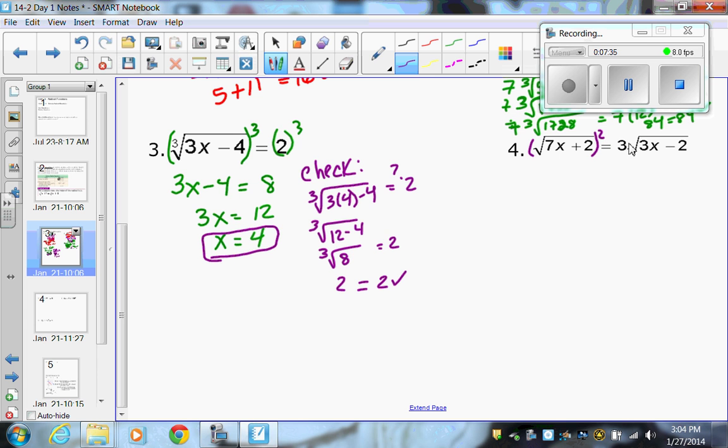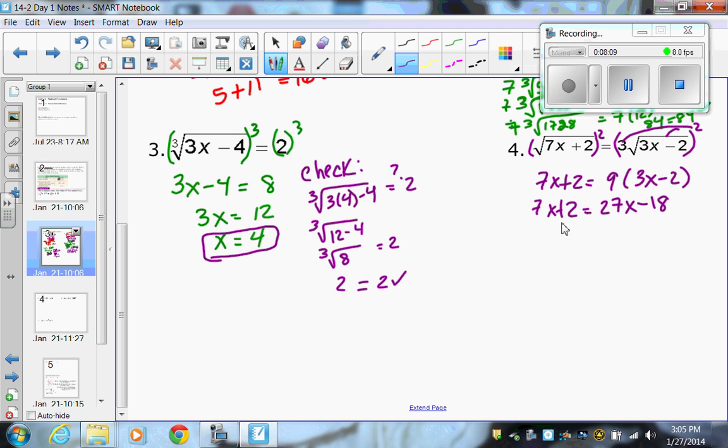So we're going to square this and square this. The left side squared is just going to give me 7x plus 2. On the right, remember to do both. So we have 3 squared, which is 9. The square root of 3x minus 2 squared is just 3x minus 2. Distribute your 9. Get x on one side and your numbers on the other.